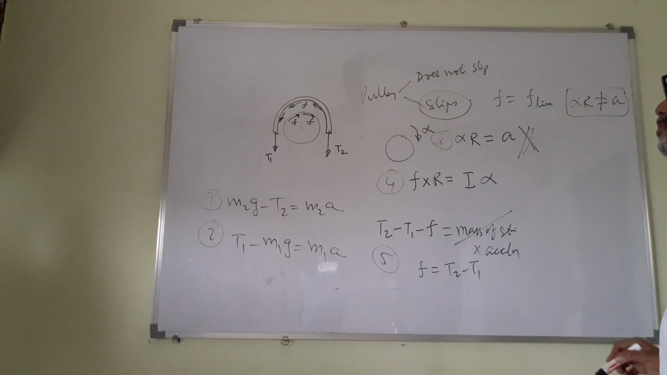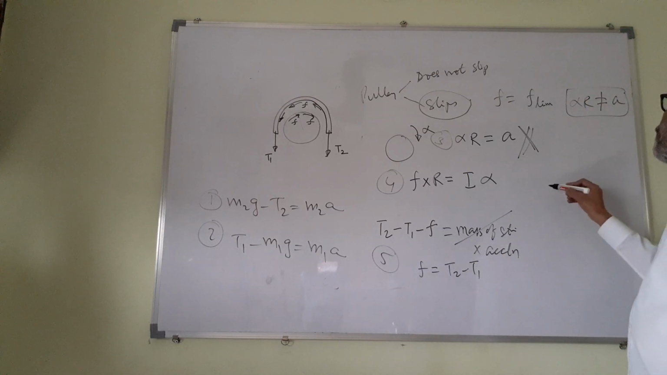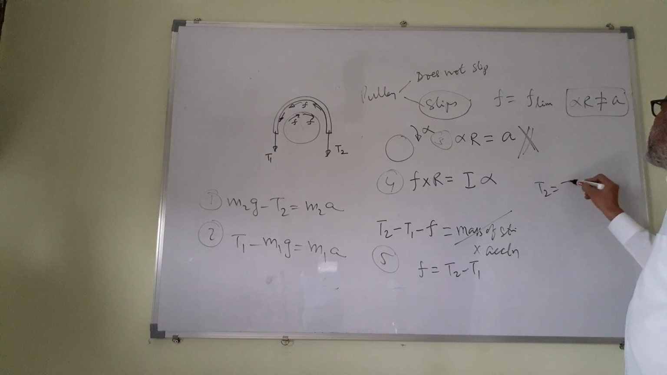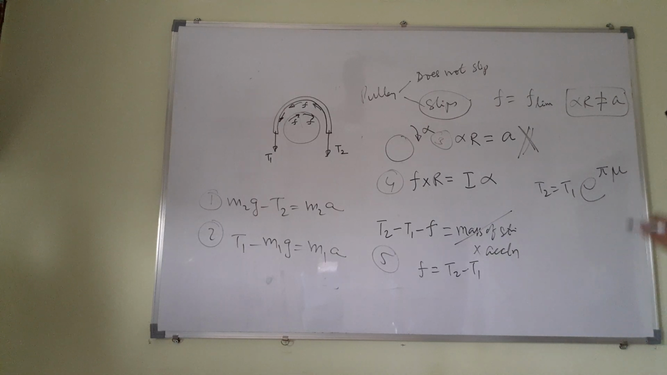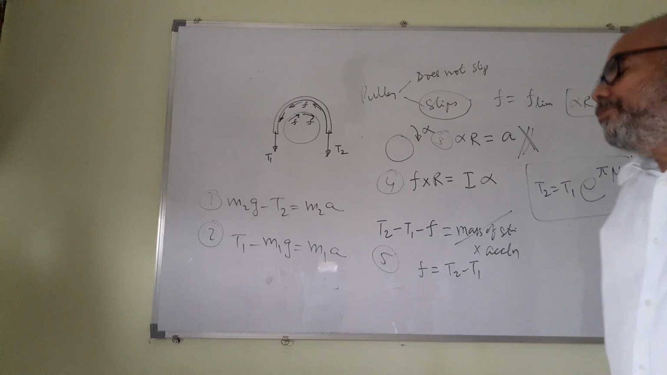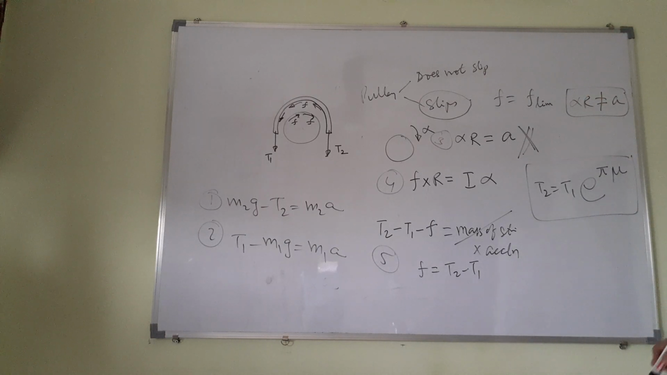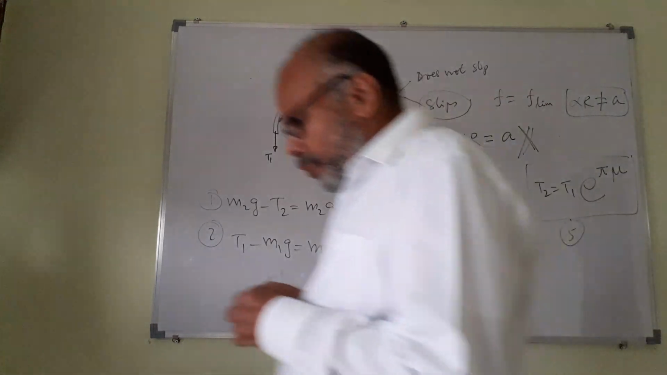That fifth equation can be found as T2 is equal to T1 into e power pi mu. We can relate the two tensions on either side to the coefficient of friction. The derivation of this is quite simple. I shall do it if time permits. So now we have the fifth equation here. With these five equations, we can solve for all the unknowns. Thank you.